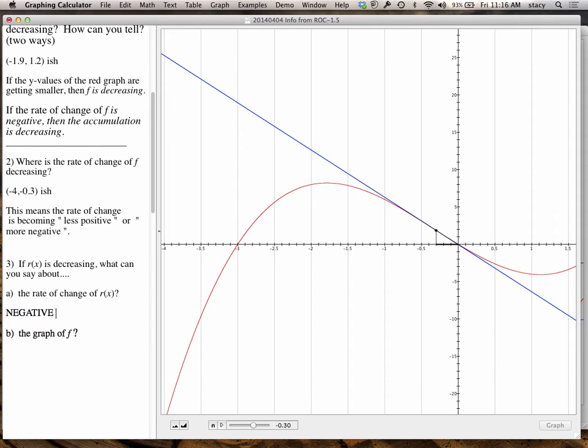Now warp your brain a little bit again. In order to think about part B, R can't be the accumulation function anymore, right? R really does have to be the rate of change function. So the rate of change function is decreasing. What can you say about the graph of the accumulation function f?